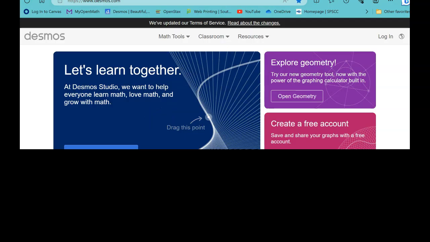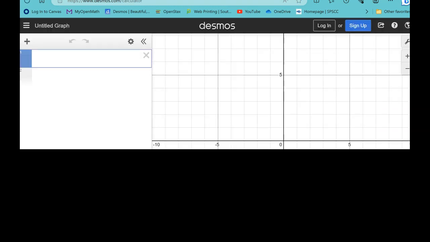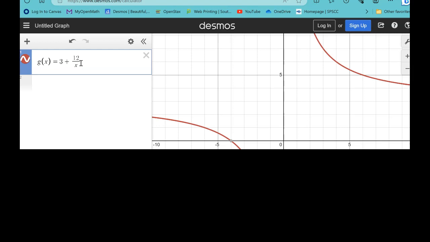Okay, so here's desmos.com, and for graphing purposes, you can just hit graphing calculator. In fact, you can use it as a regular calculator as well. You can type in calculations here, and it will do them, but we just want to type in our equation, and we can even use the function notation if you want to. You can use y equals, or you can call it g of x, and we had 3 plus 12 over x, so you can just type that in.